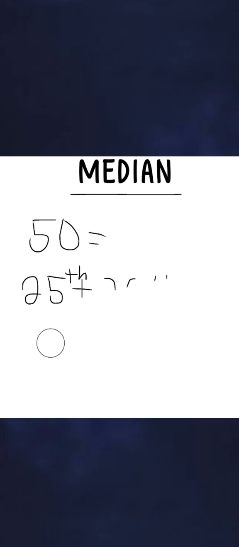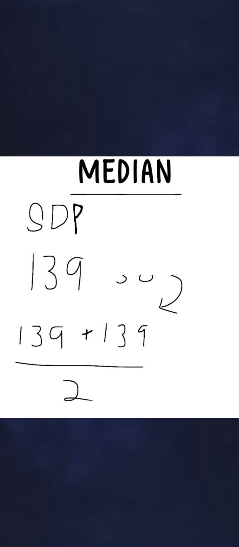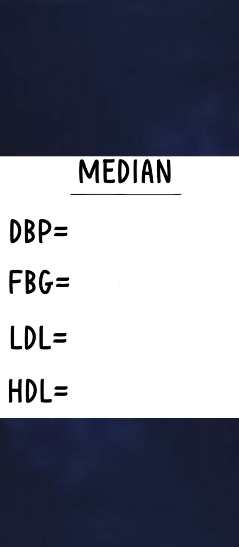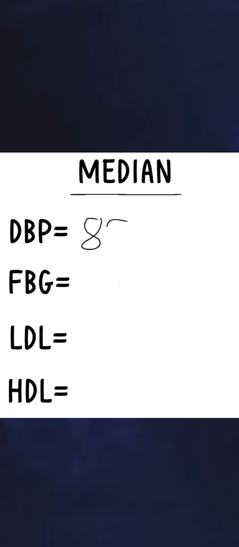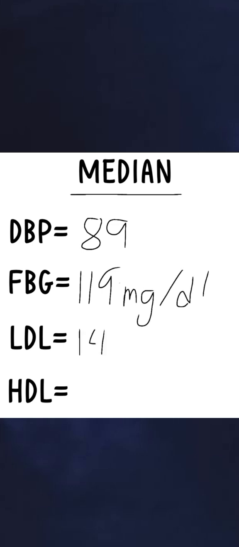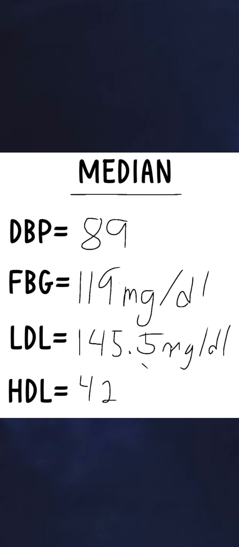So let's try the SBP. The 25th and the 26th values are both 139. So 139 plus 139 divided by 2 is equal to 139. That's why the median in our SBP is 139. We're going to do the same for the DBP, which is 89. FBG is 119 milligrams per deciliter. LDL is 145.5 milligrams per deciliter. And HDL is 42.5 milligrams per deciliter.